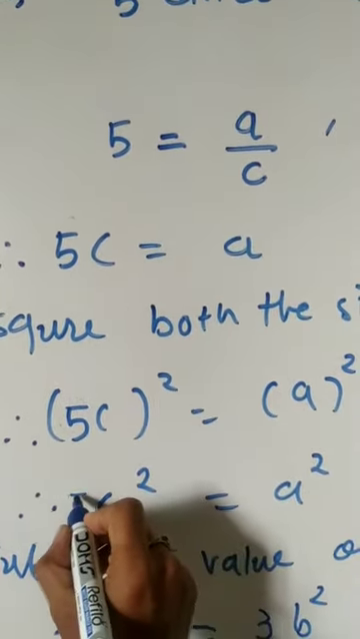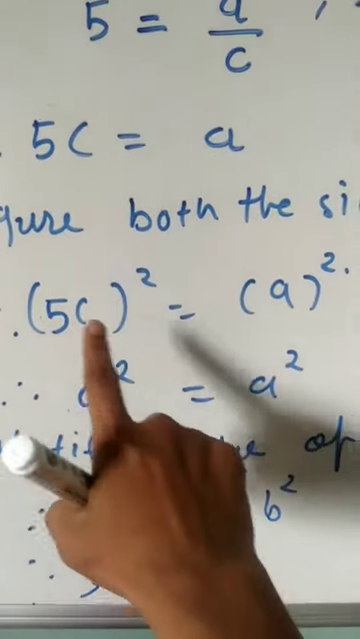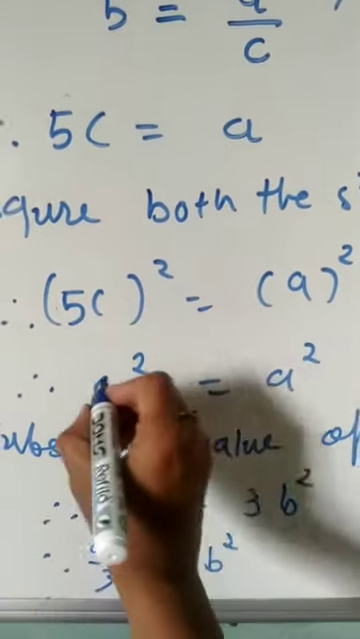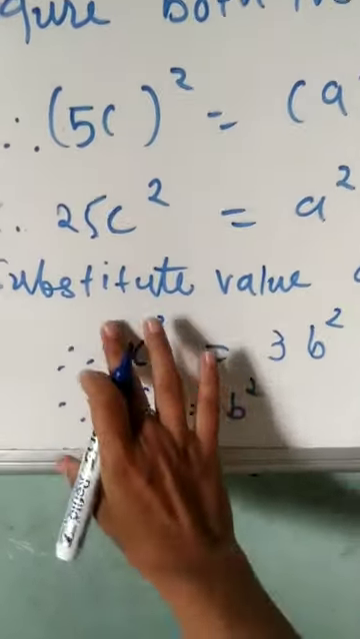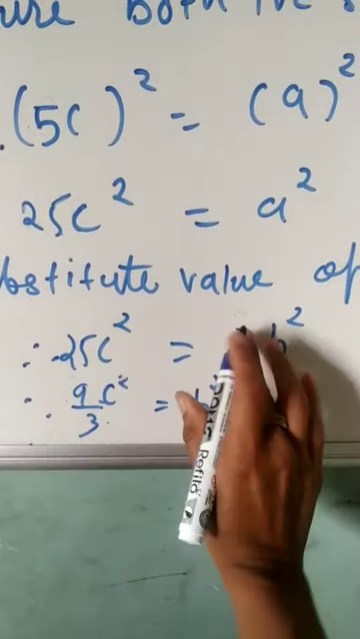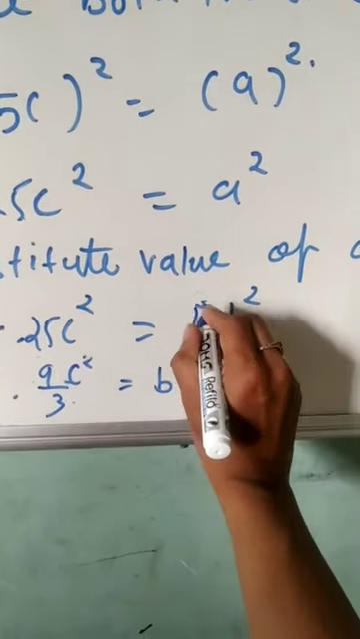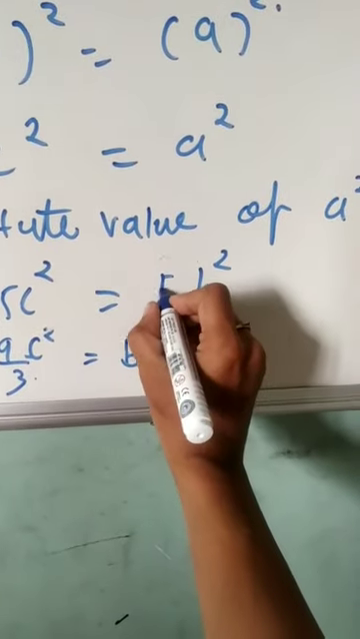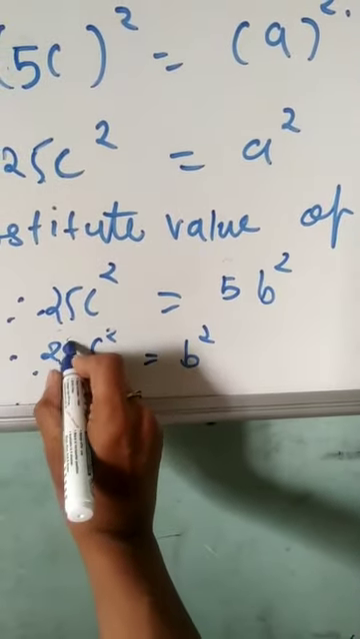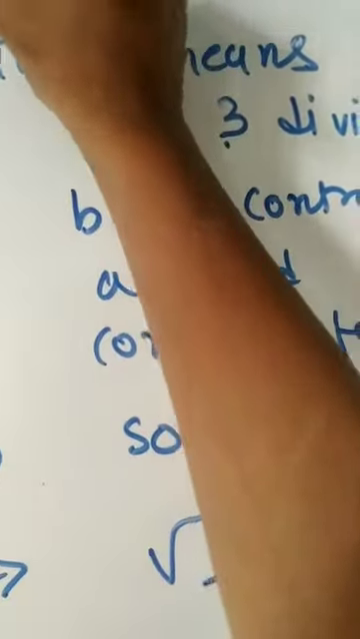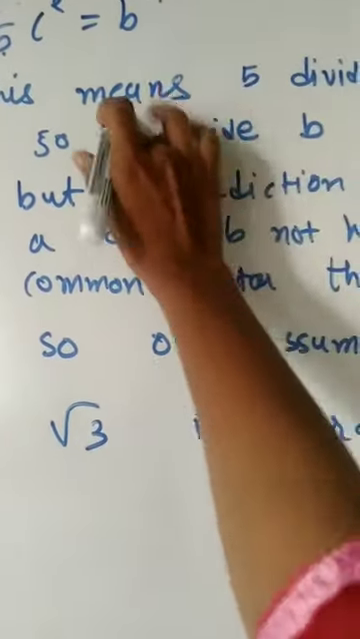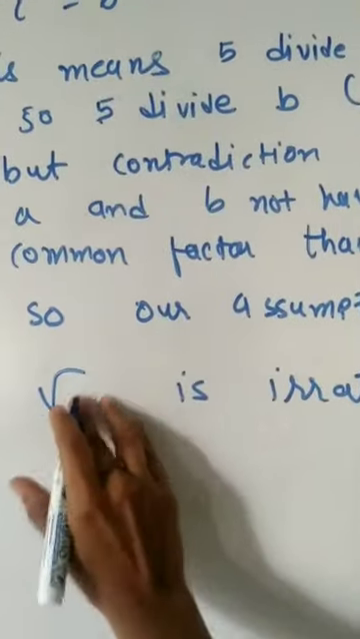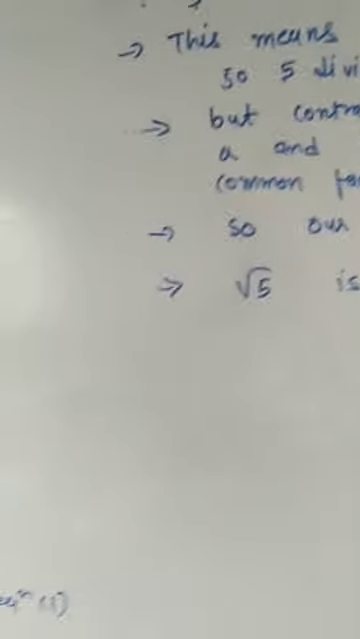for 5. So here one change we will make: 5c whole square. So 5 square will be 25. So here you have to write 25c square, and here you have to write 25c square equals 5b square. So here it will become 25 by 5. So it will become 5c square. So here you have to write 5, here you have to write 5, and in the last line you will write that root 5 is irrational.